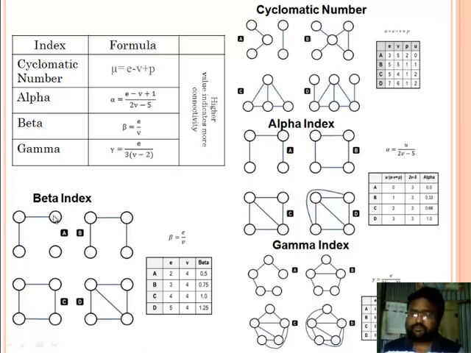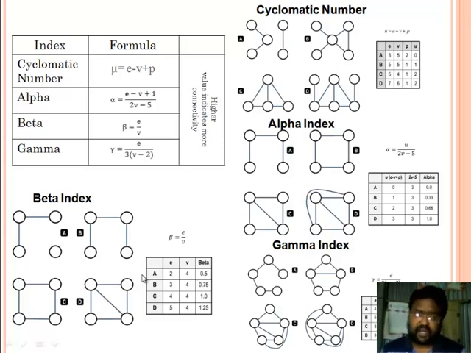Look here in graph A, there are 4 vertices and 2 edges. So as per the formula, the number of edges, 2, should be divided by the number of vertices, 4, and the beta value is 0.5. And similarly we can find out the beta index value of other graphs.